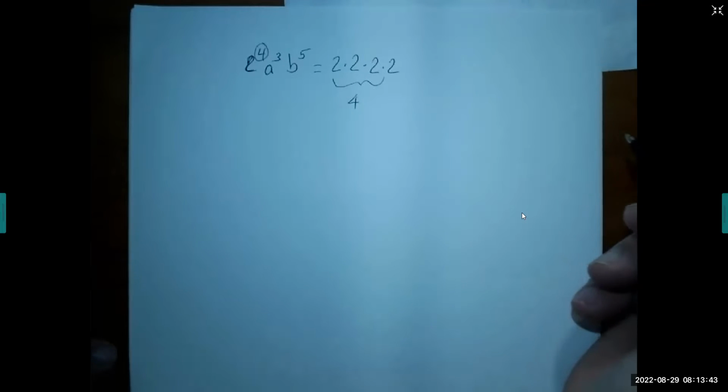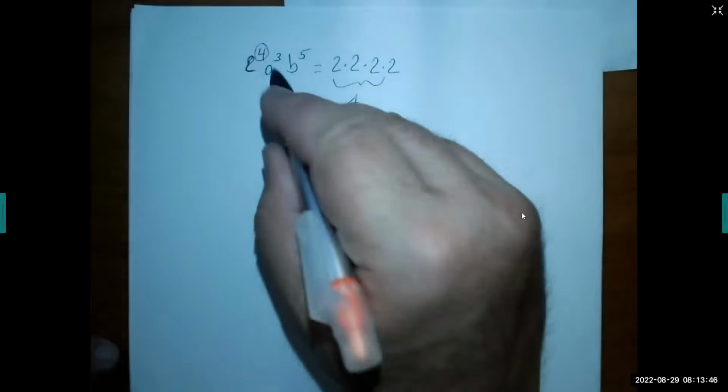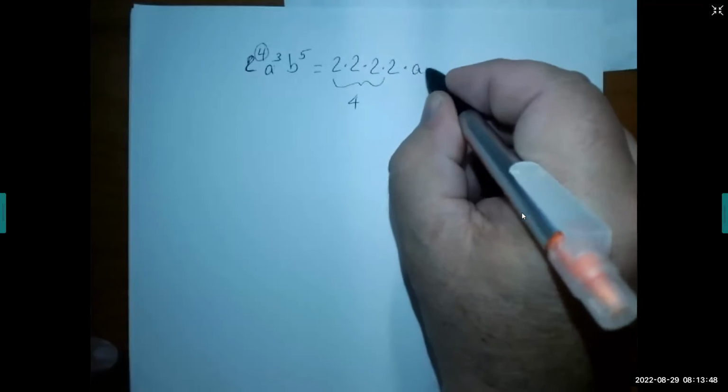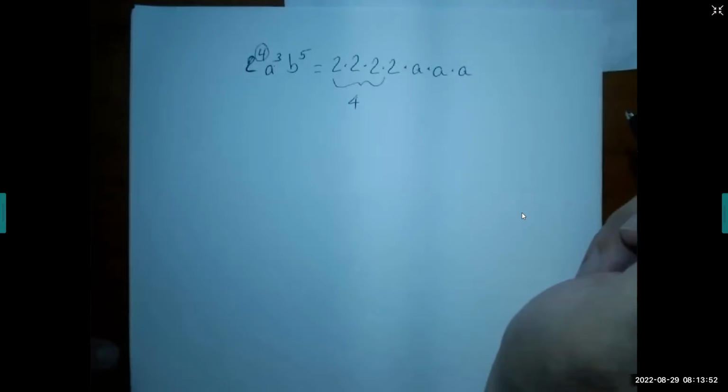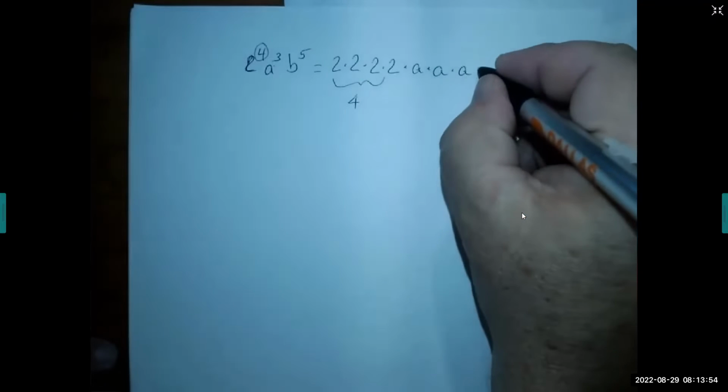But how many A's do we got? Yeah, we have 3 of them. So it's times A times A times A. And how many B's?